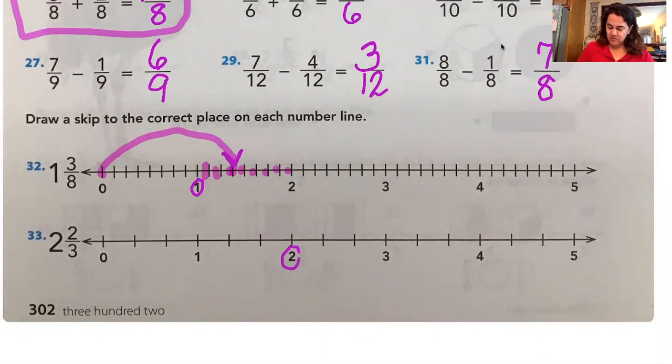Well, here's the 2, and I need 2 out of 3. Well, I have 1, 2, 3, and I want to look at the 2. So I'm going to go like this, from the 0 all the way over, and I'm going to make sure that I show the arrow. Boys and girls, I hope that that helps.